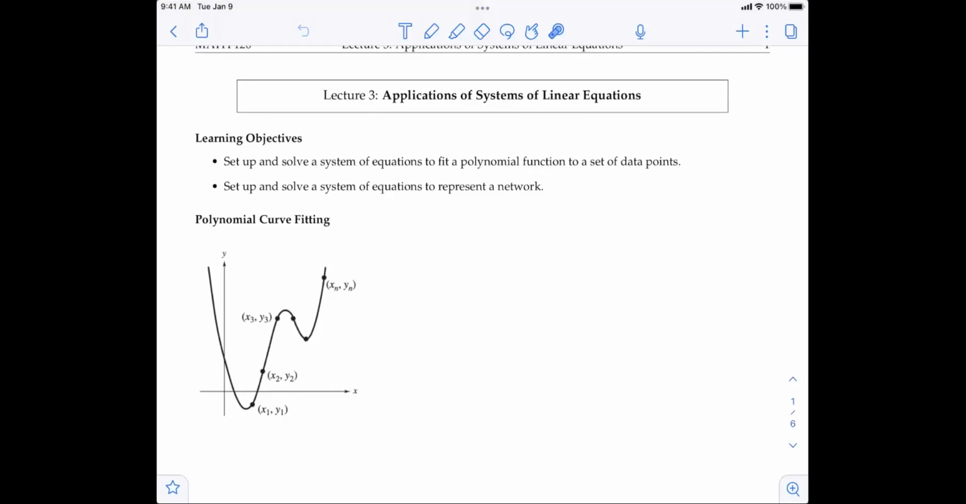The first one is to fit a polynomial function to a set of data points, and the second application is to solve system of linear equations to represent a network. All right, so let's talk about polynomial curve fitting.